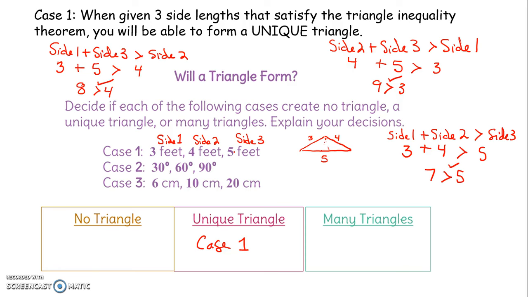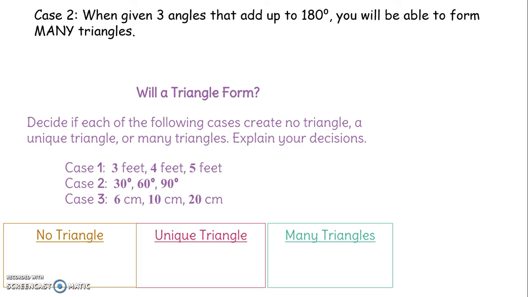Let's take a look at case 2. In case 2, I'm given 3 angles. I'm given a 30-degree angle, a 60-degree angle, and a 90-degree angle. So right now I'm going to look at case 2. When you're given 3 angles that add up to 180, you'll be able to form many triangles.